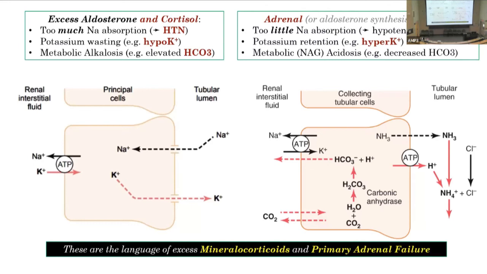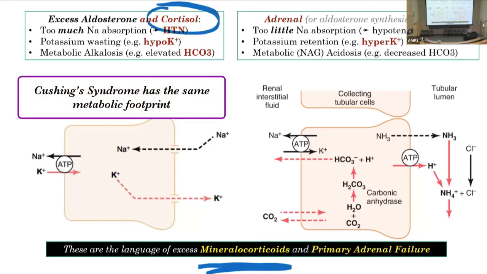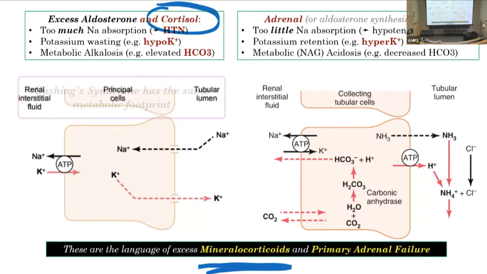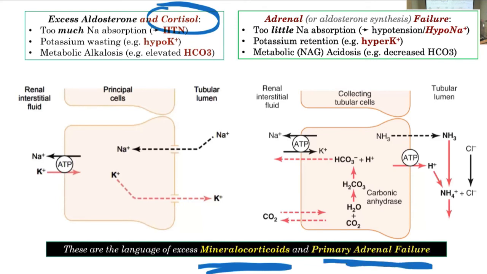So that is the language of both excess mineralocorticoids. Although we're talking about aldosterone, I'm kind of integrating other things. Cortisol will do the same thing. Very high cortisol level will give you the same footprint of hypertension, hypokalemia, metabolic alkalosis as aldosterone. And I'm also emphasizing adrenal failure, because how do you get to too little aldosterone? Either you don't synthesize it or you wipe out the adrenal gland.